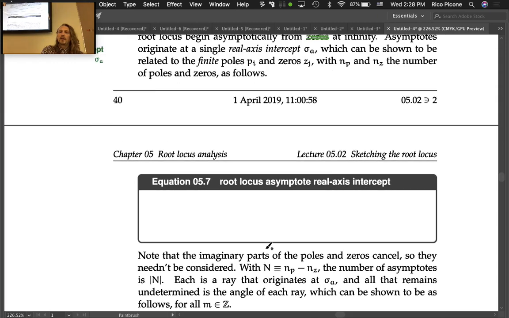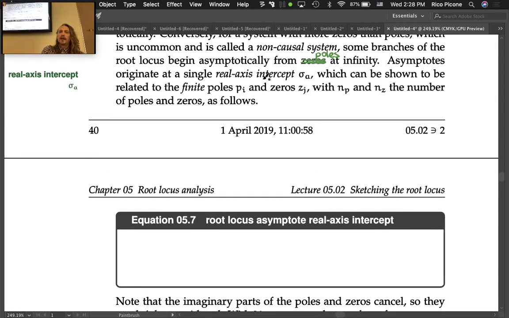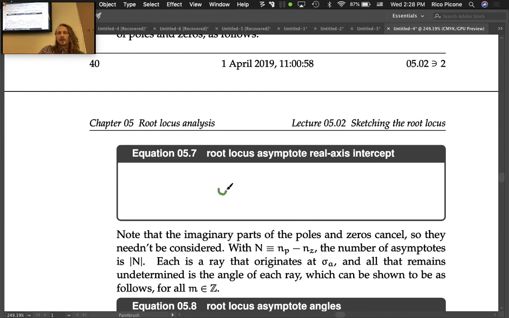I'm going to give you an equation for sigma A, the real axis intercept. Sigma A is equal to, it's sort of like an average, so it's a big fraction. The sum over i of p_i, all the poles, minus the sum over j of all the zeros, divided by the number of poles minus the number of zeros.